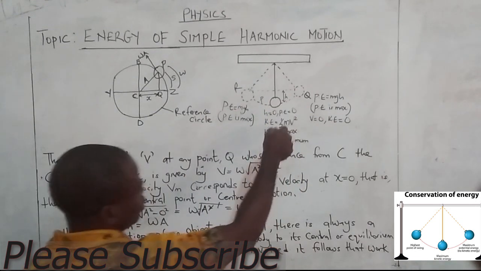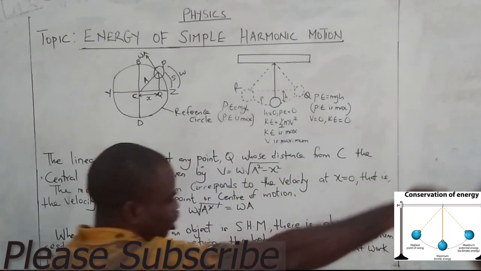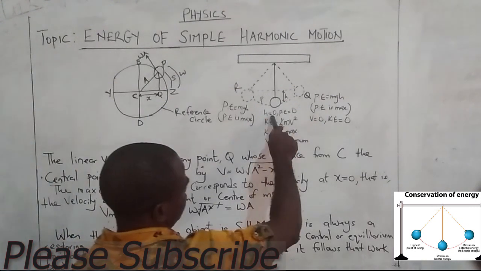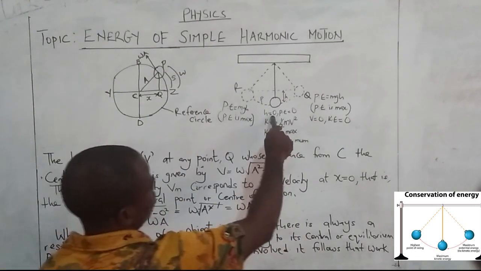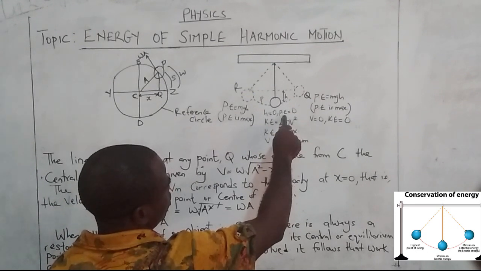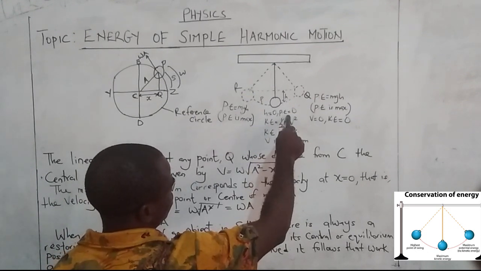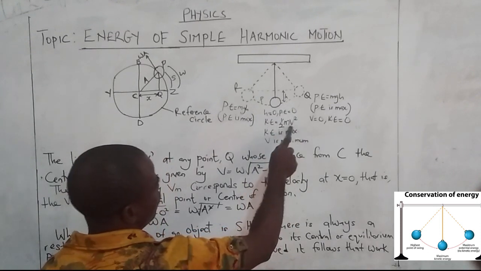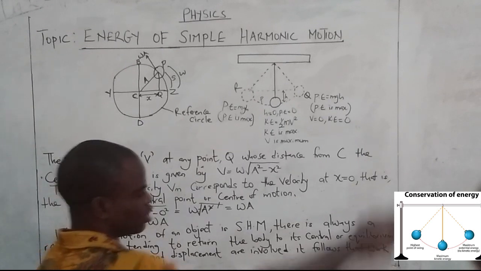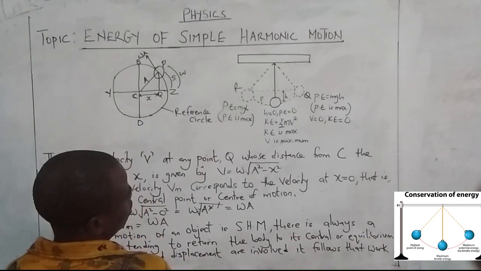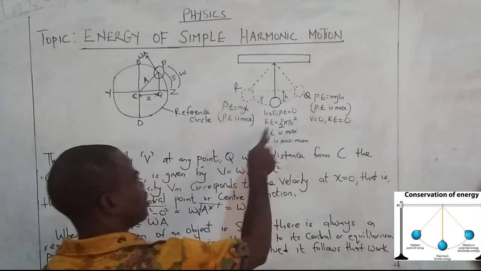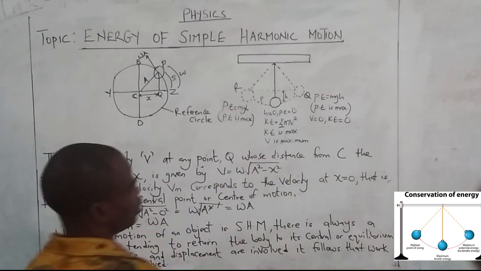And at the middle, when the pendulum ball gets to the middle, the height is zero. When the height is zero, the potential energy will be zero. Kinetic energy is half mv squared, and kinetic energy is maximum at this point because it's moving at a faster rate. Velocity is at maximum at this point. We take kinetic energy to be maximum at the middle.